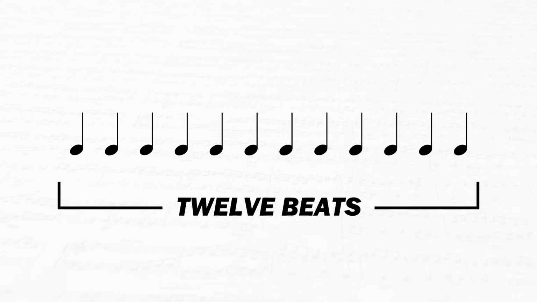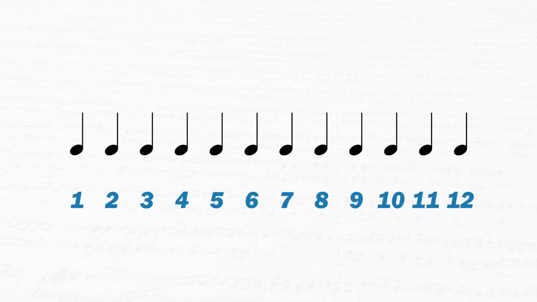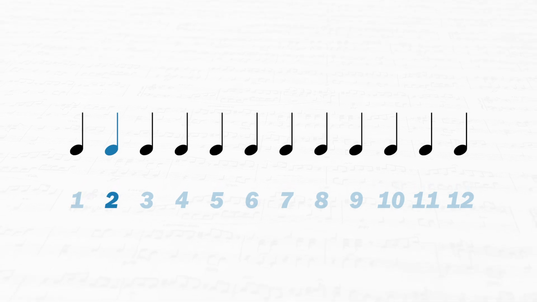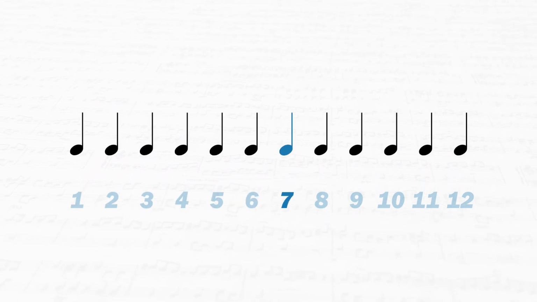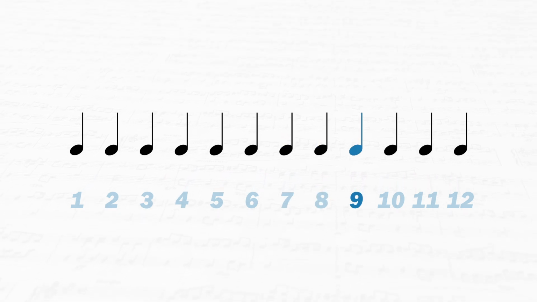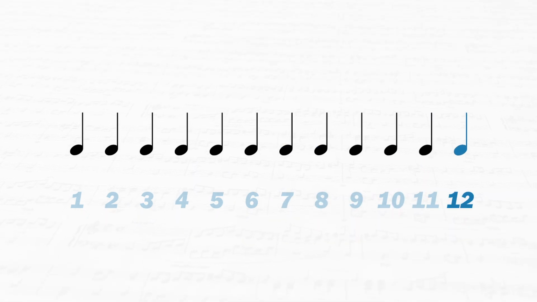Well, because one quarter note equals one beat, and we now have 12 quarter notes, that means we have 12 total beats. Each number, or each quarter note, equals one beat. Let's count each beat out loud. 1, 2, ready, go! 1, 2, 3, 4, 5, 6, 7, 8, 9, 10, 11, 12.